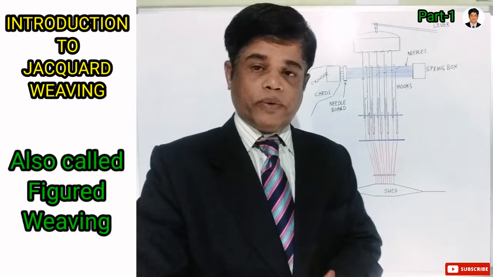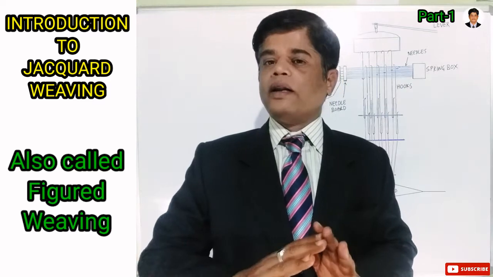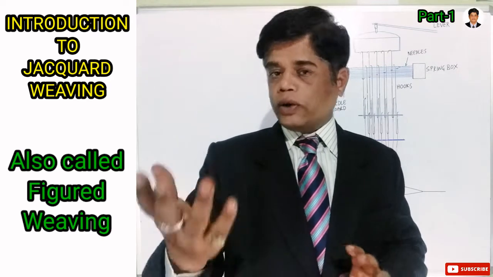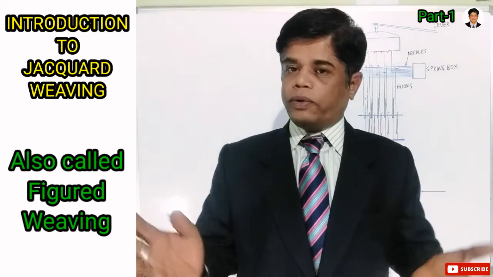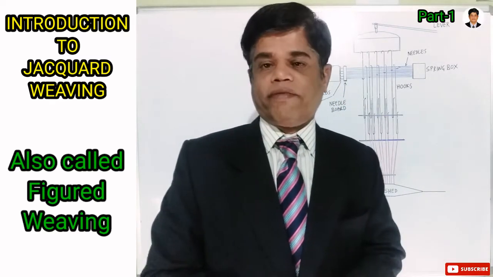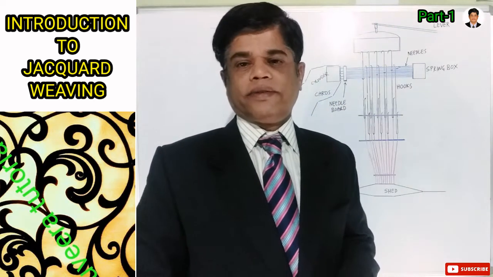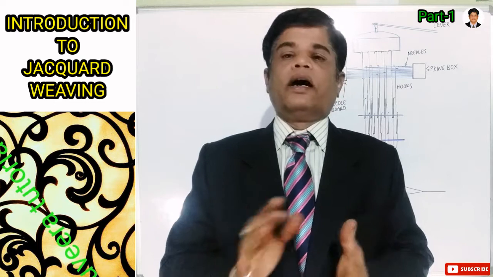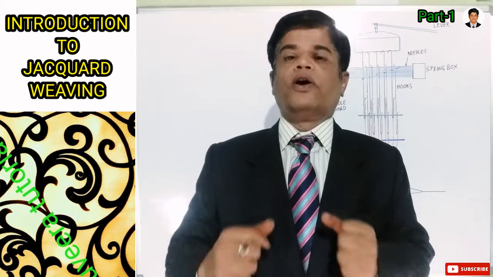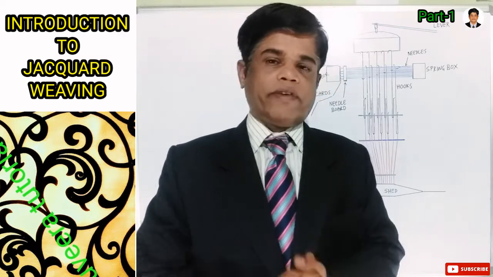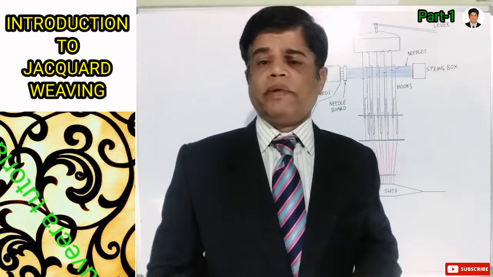Based on these three weaves, others are modified: broken twill, herringbone twill, lino twill, basket weave, matte weave, so many weaves are modified. Even though modified, they have limitations in giving the texture or appearance or look or combination of the color on the fabric. Maybe a geometrical square, rectangle, whatever it may be.